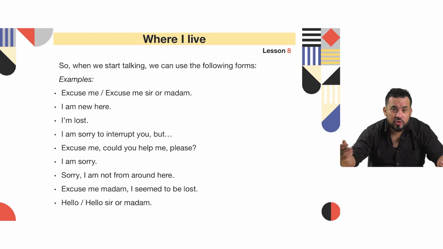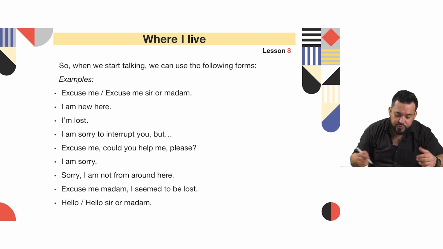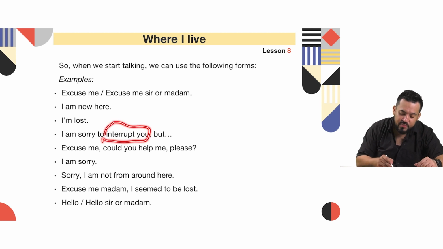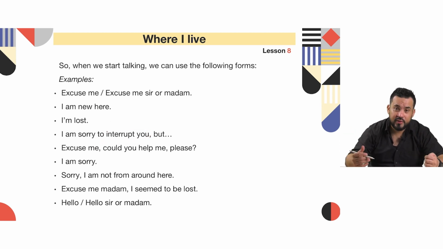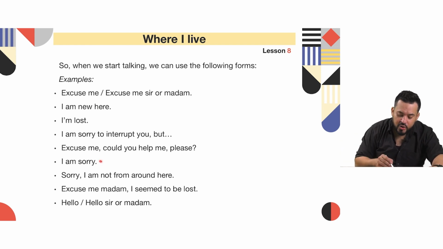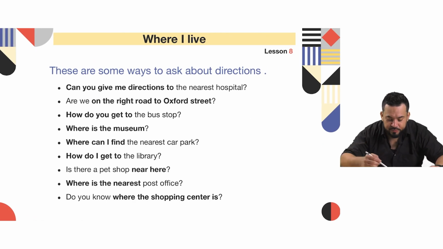You can say, excuse me, sir, excuse me, madam, I'm lost, I'm new around here, sorry to interrupt you. Interrupt you means to stop you from what you are doing. I'm sorry to interrupt you. Could you help me, please? I'm not from around here. Okay. There are some ways to ask about directions.